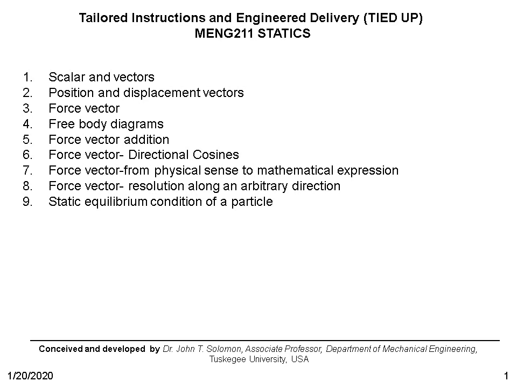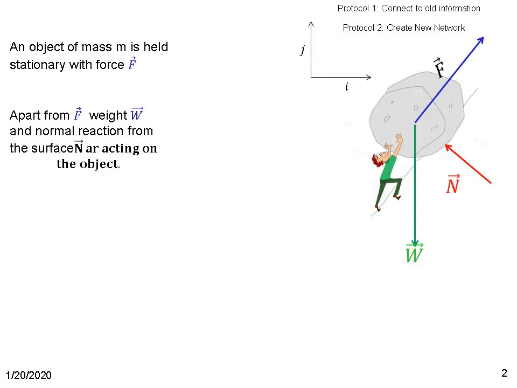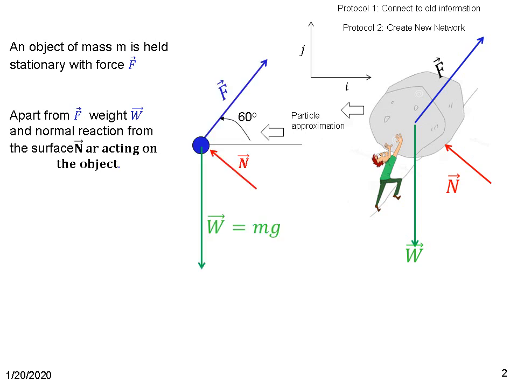Hello and welcome back. In this video, we discuss the static equilibrium condition of a particle. Consider an object with a mass m held stationary with a force F as shown in the figure. Apart from force F, we have weight W and normal reaction N acting on this object to keep it in static equilibrium. In particle approximation, we assume the object to be a point mass or particle. The size or shape of the object is not considered.